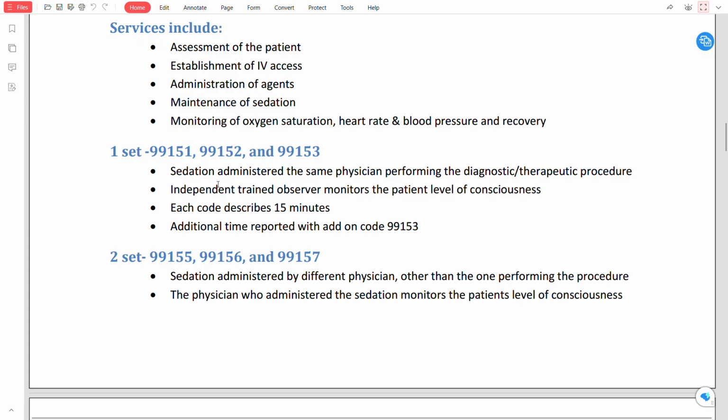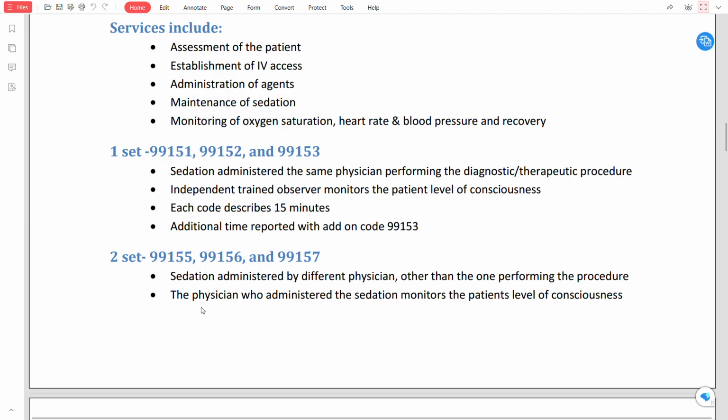Here they have mentioned sedation administered by the same physician performing the diagnostic or therapeutic procedure. It is for the same physician. Okay, and an independent trained observer monitors the patient's level of consciousness. Each code describes 15 minutes. Okay, the total time spent by the physician described is 50 minutes, and for additional time reported, you have to add add-on codes like 99153, which is an add-on code.